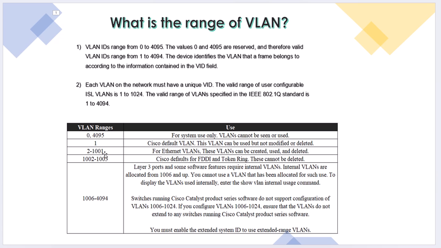VLANs 2 to 1001 are mostly what we use in the office and other environments. VLANs 1002 to 1005 are Cisco defaults for FDDI and Token Ring. These cannot be deleted or edited. This is for the default VLANs, and the others are for the L3 VLANs. That is a topic we will see later.